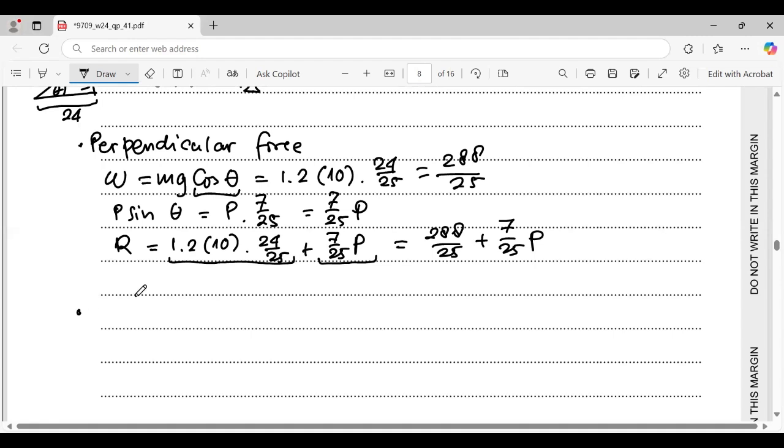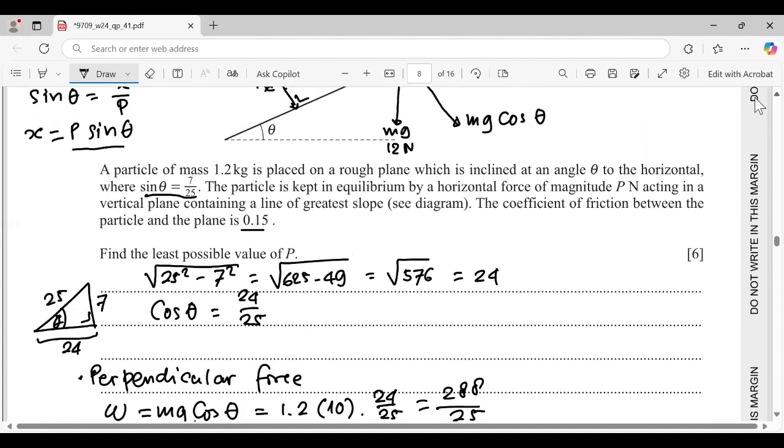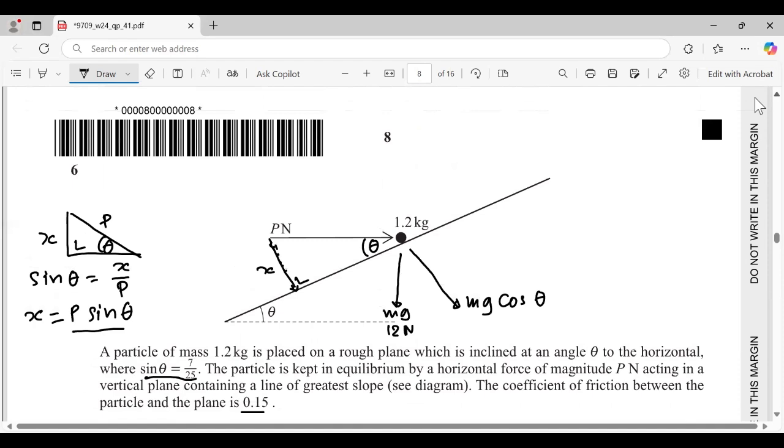Next, we're going to resolve the parallel force, the parallel force acting to the plane. If you look at this diagram, you're going to find the weight component down the plane. It means mg sine theta, downwards. This is mg sine theta, okay.